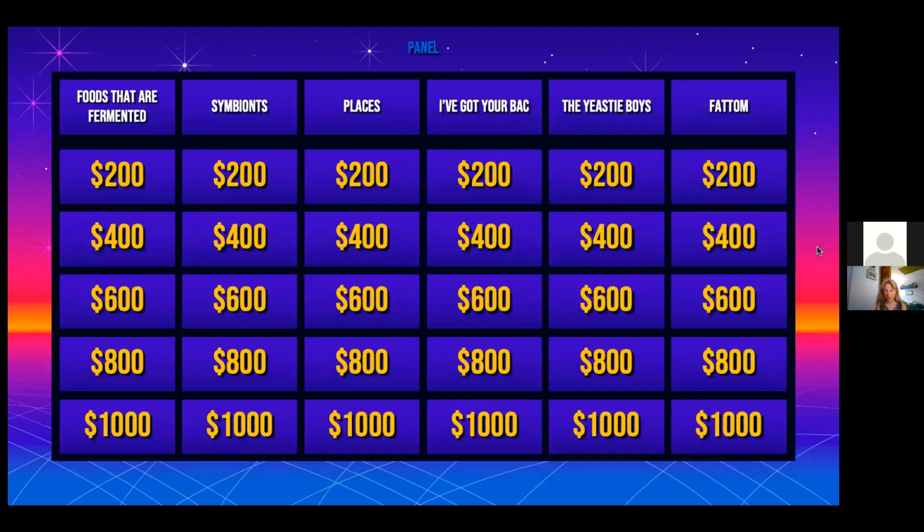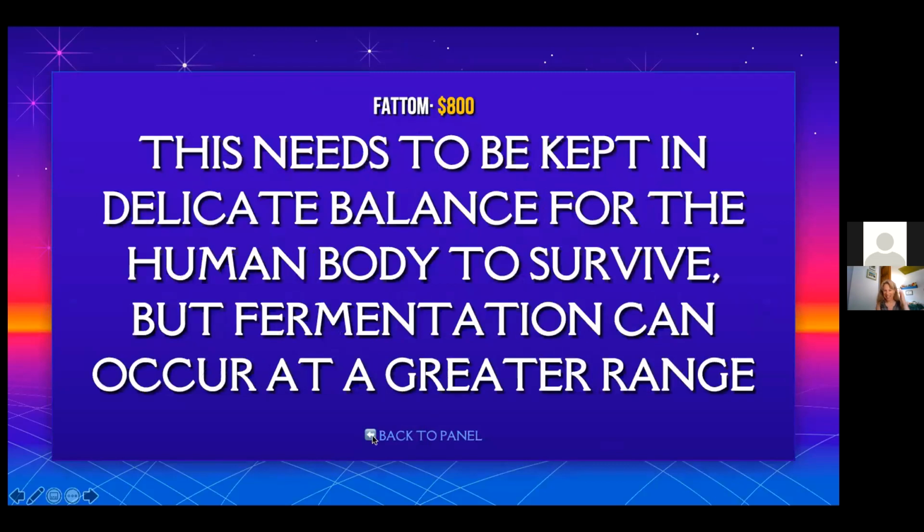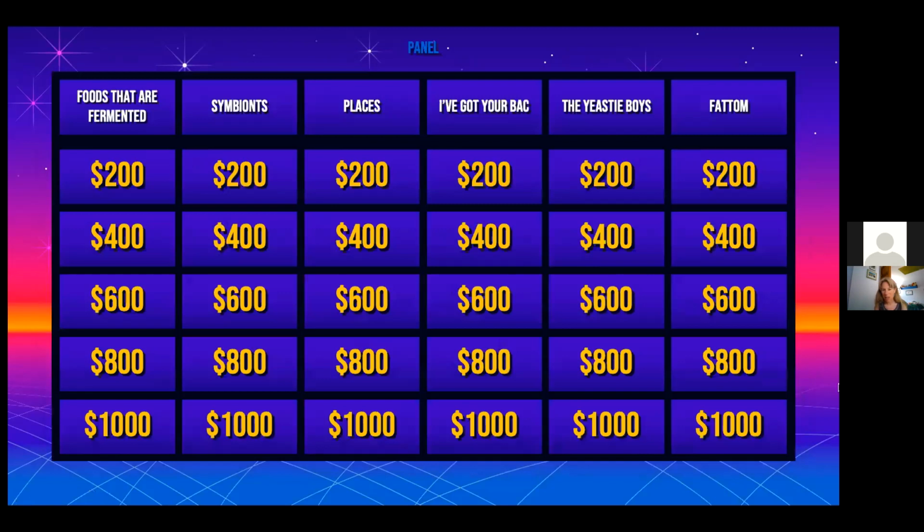We have FATTOM for 600. A scale of 1 to 14. The closer you get to either end, the more challenging it is for microbes to thrive. We got a lot of pHs coming in. Again, correct. Who's going to pick a category and a dollar amount? Anybody who hasn't chimed in yet?